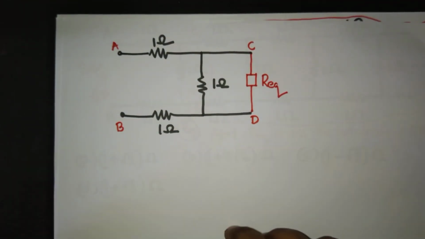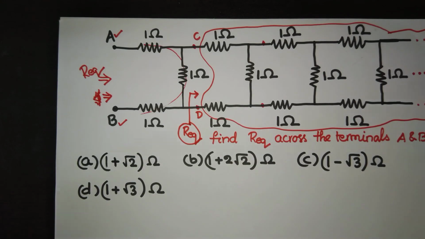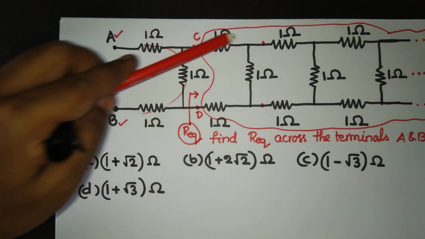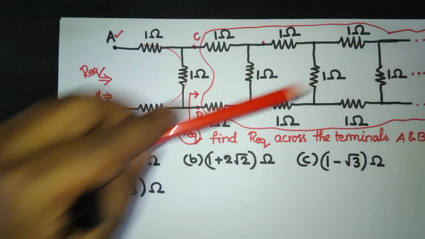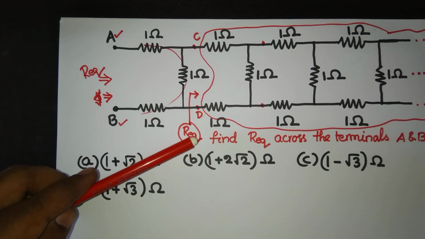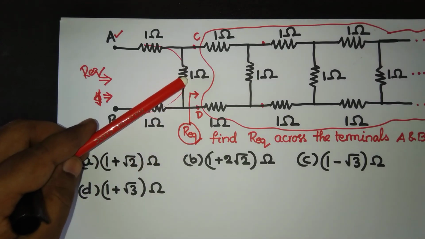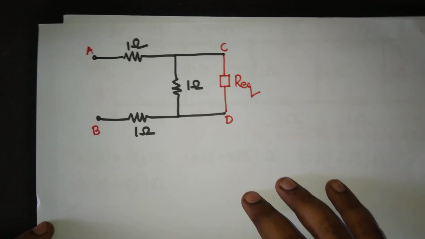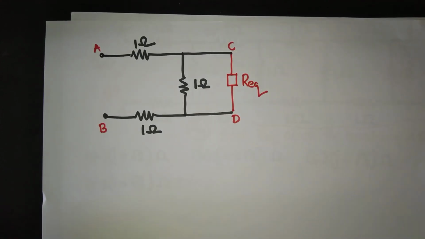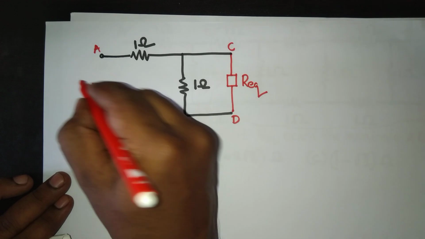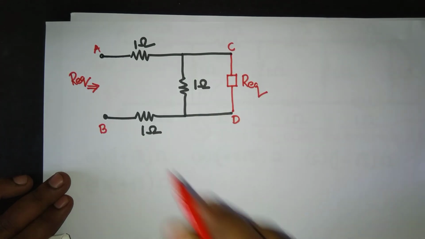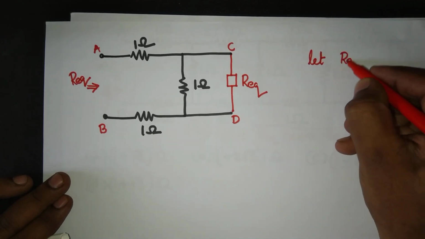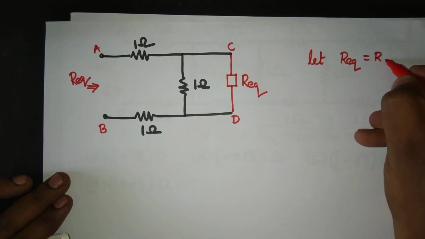Let's go to the previous slide. Here you have 1 ohm, and this whole combination we are replacing with R equivalent. So this R equivalent will come in shunt with this 1 ohm. That is what we have here. See, now life is really simple. Anyways, in the given question, let us assume some R equivalent is equal to some R.